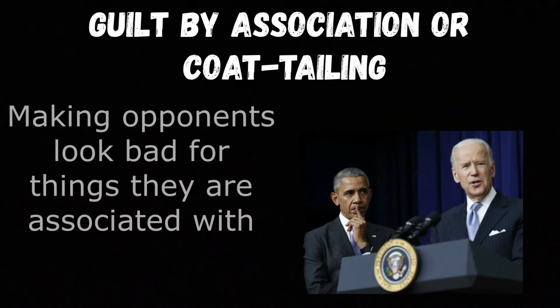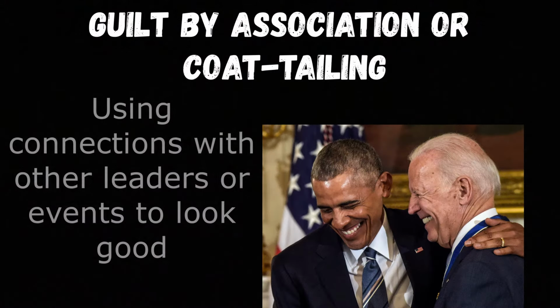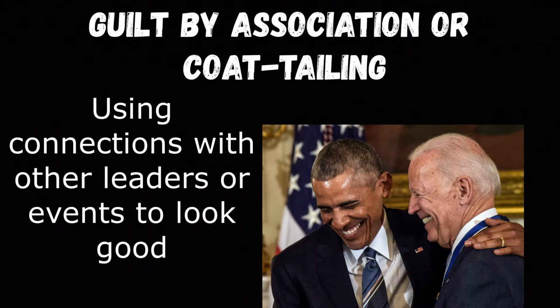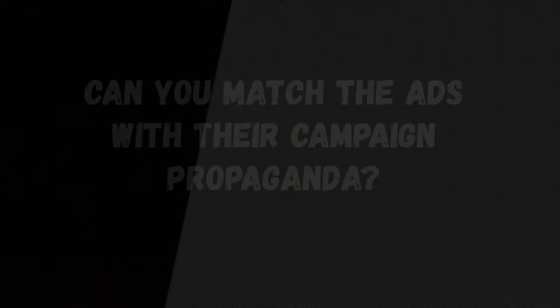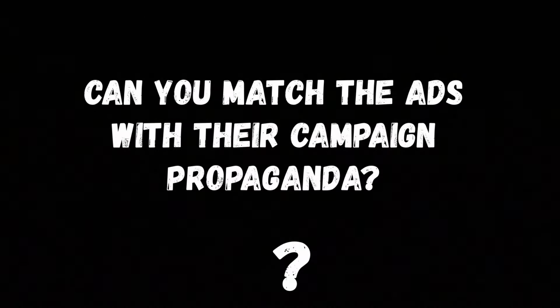Number 6. Guilt by association or coattailing. In guilt by association, a candidate tries to make an opponent seem bad because they were associated with an unpopular event, person, or idea. In coattailing, a candidate tries to look good by claiming a relationship to a popular person, event, or idea. Which types of campaign propaganda were used in the following ads? It's time for you to decide.